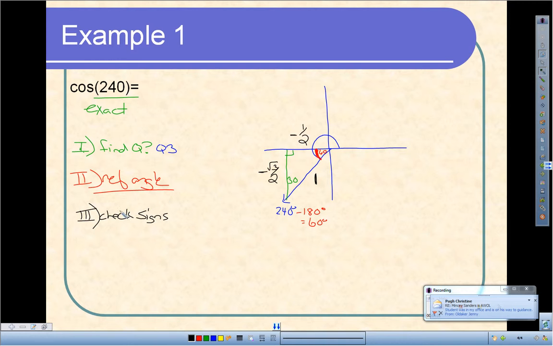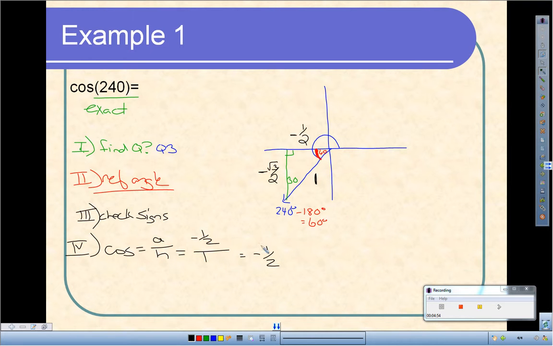Alright, once I have checked my signs, now I'm going to find my trig ratio. Cosine is the same thing as adjacent over hypotenuse. So here's my reference angle, so adjacent would be negative 1/2 over hypotenuse, which would be 1. So negative 1/2 divided by 1 is negative 1/2. And that would be the exact value for cosine of 240 degrees, negative 1/2.